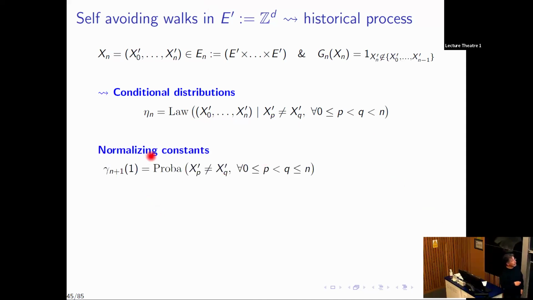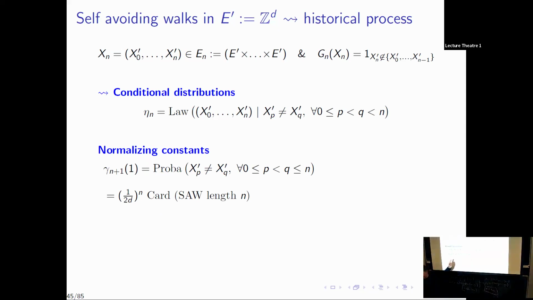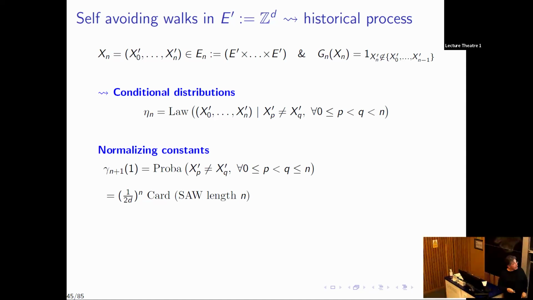And if you look at the normalizing constant, it is the chance for the random walk not to touch the past. If you look at the random walk, each time you have 2D possibilities, so every trajectory has the same probability. But you only count the self-avoiding walks, and all the self-avoiding walks, which are the only ones you count, have the same probability. So in fact, computing the normalizing constant is the same as computing the number of self-avoiding walks of a given length. And that's connected to the connective constant.